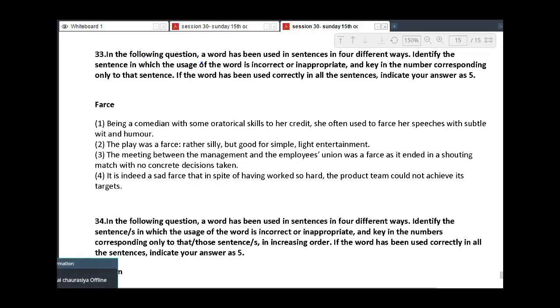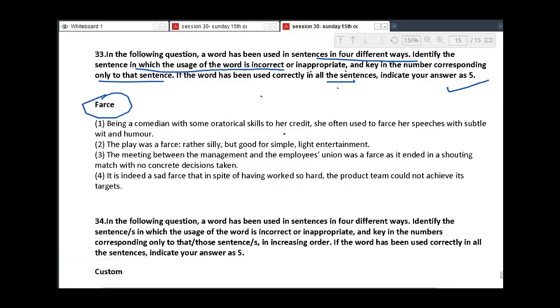It says here, in the following question, a word has been used in sentences in 4 different ways. Identify the sentence in which the usage of the word is incorrect. So farce has been used. It says here, key in the number corresponding only to that sentence. If the word has been used correctly in all the sentences, indicate your answer as 5. Identify the way in which the usage of the word is incorrect or inappropriate. Of course, it can come.